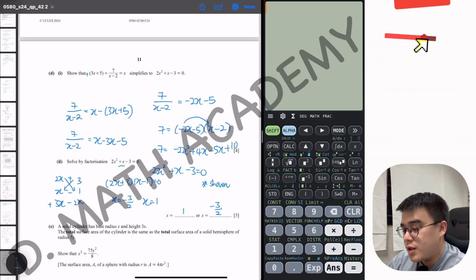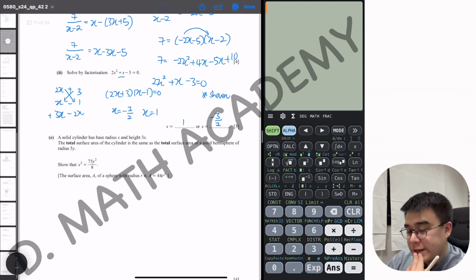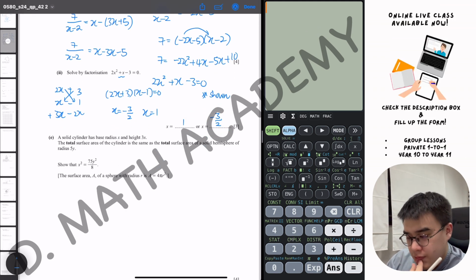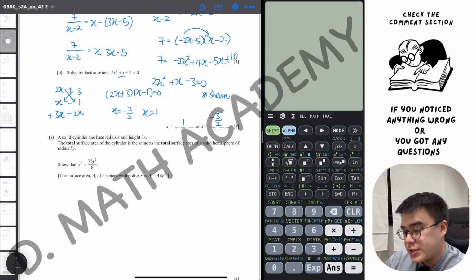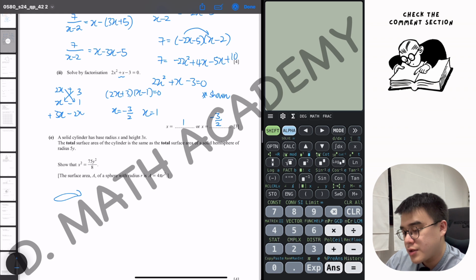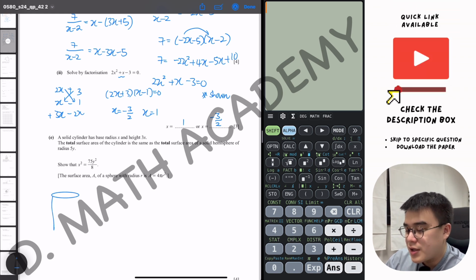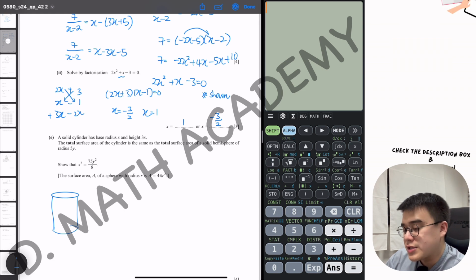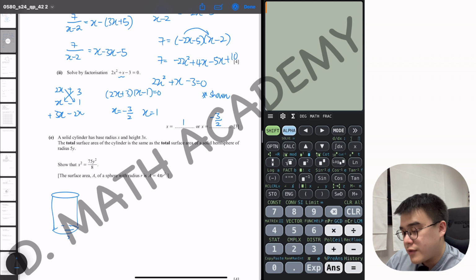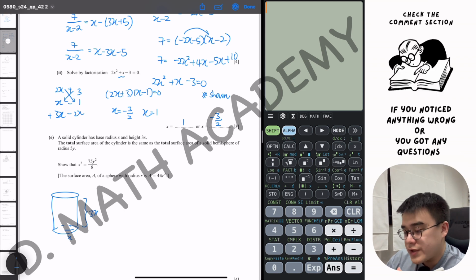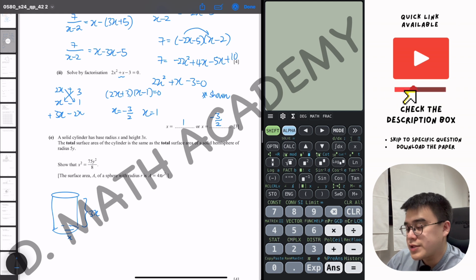And then we have E here, asking us for the cylinder height. A solid cylinder with base of r and height of 3x. So, solid cylinder. I'm going to try to draw it out as long as it's not too ugly. We apparently have a radius of x, height of 3x. Total surface area of the cylinder is the same as total surface area of a hemisphere.